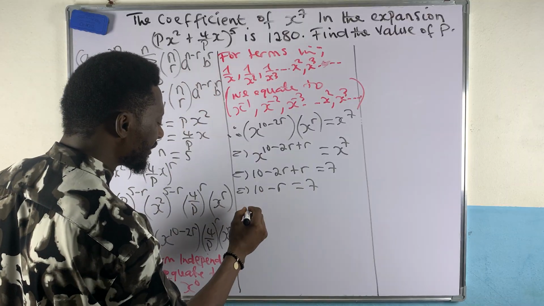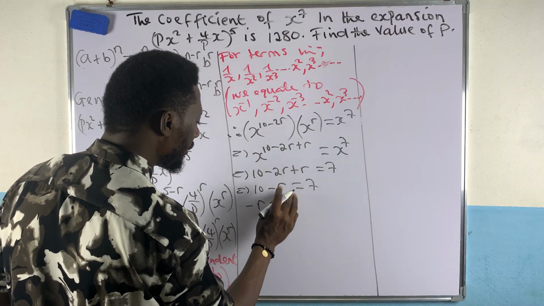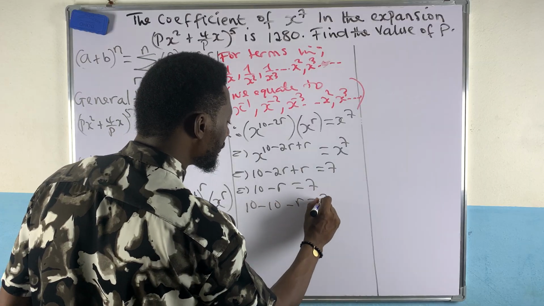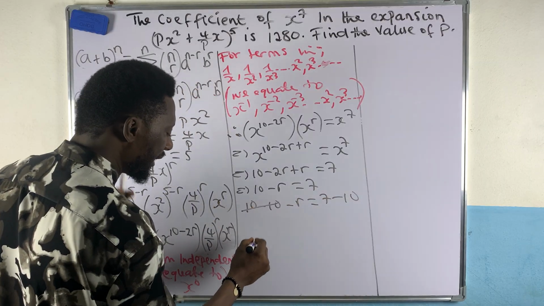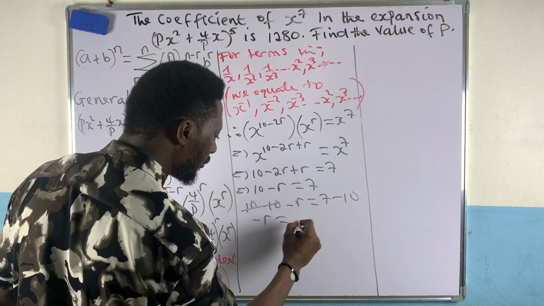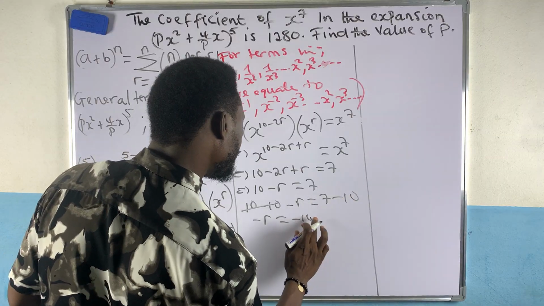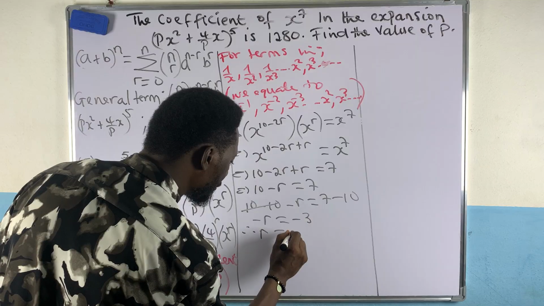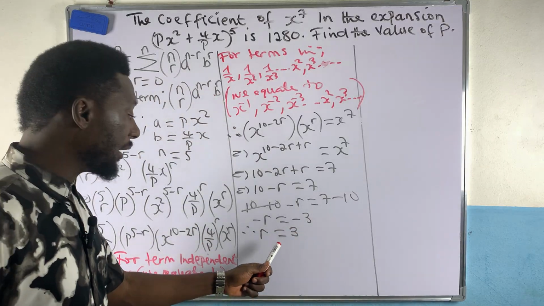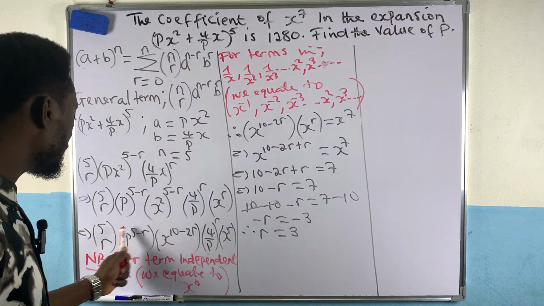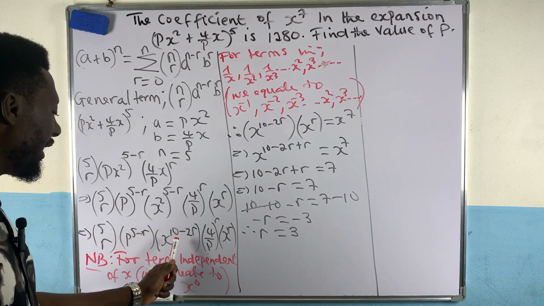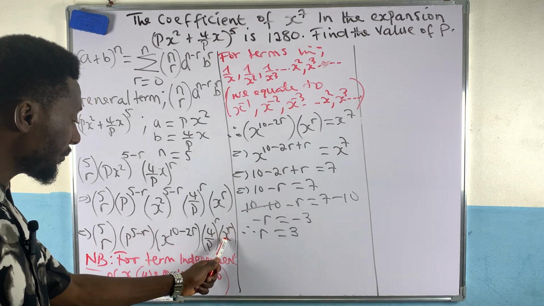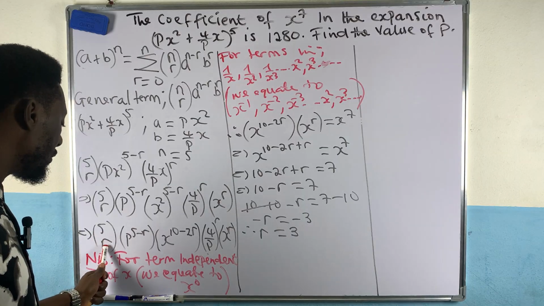I'll subtract 10 on both sides. I have negative r, or 10 minus 10 minus r should be equal to 7 minus 10. So 10 minus 10 go off, negative r equal to negative 3. Therefore, my r is actually equal to 3. So the value of r is 3. I will come to this last step and substitute r as 3 anywhere I see r. I'll be substituting r as 3.